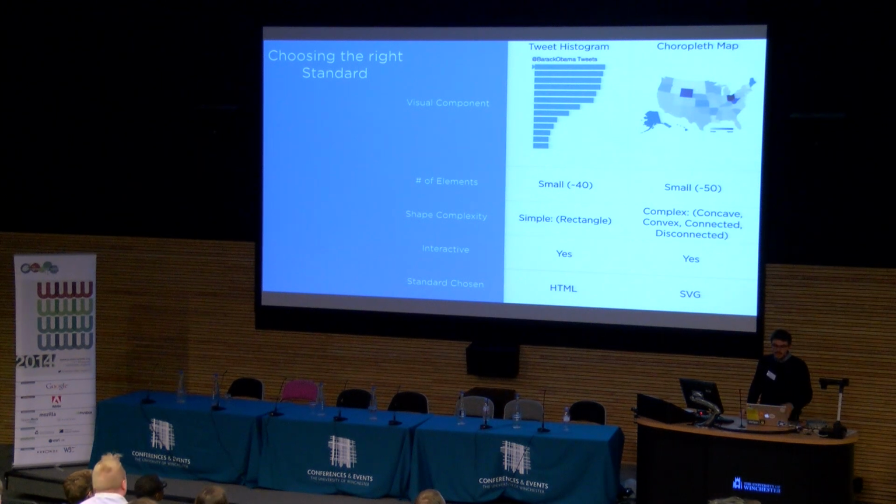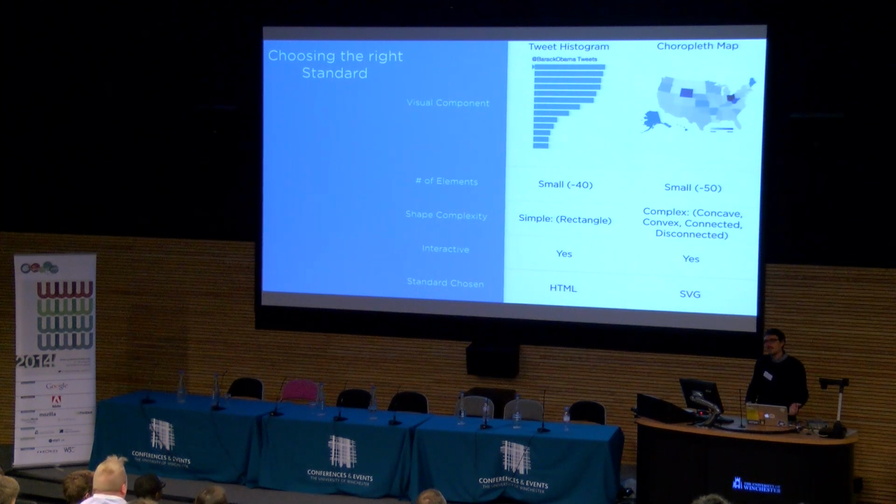So for example, how many elements does my bar chart have? Well, 40 elements. That's pretty small for rendering on a browser, even a mobile browser today. That's fairly small. Same for the choropleth map, right? You have about 50 states, so that's just 50 elements in the DOM tree.